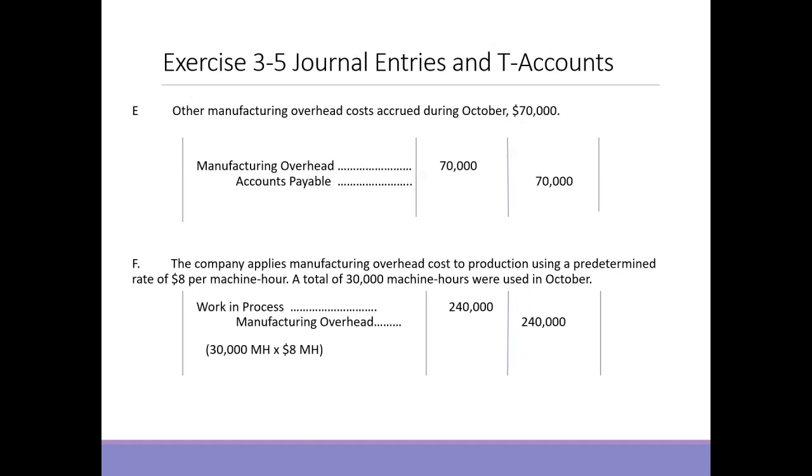Then the company applies manufacturing overhead to production using a predetermined rate of $8 per machine hour. Remember, this is where we're offsetting our manufacturing overhead to assign them to jobs. So work in process gets debited $240,000 and our manufacturing overhead gets credited $240,000. Okay?